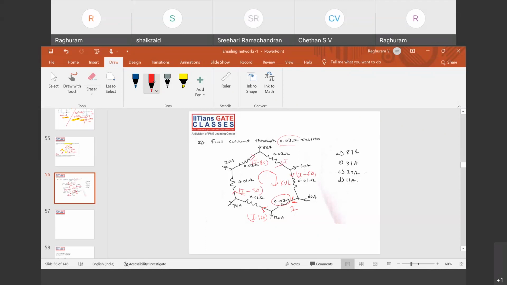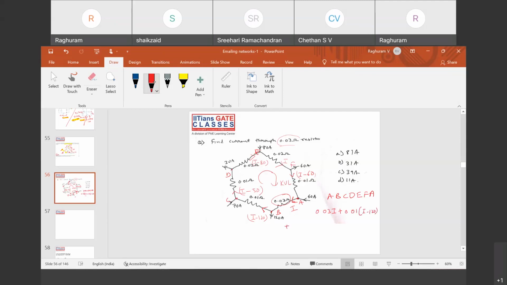Right? So now what you have to do? KVL in the sense, all the drops. What is the voltage drop in this resistor? Starting from, I'll call it A, B, C, D, E, F, and A. A to B, what is the voltage drop? Current into resistance, 0.03 I. Plus what is the drop here? 0.01 into I minus 120.